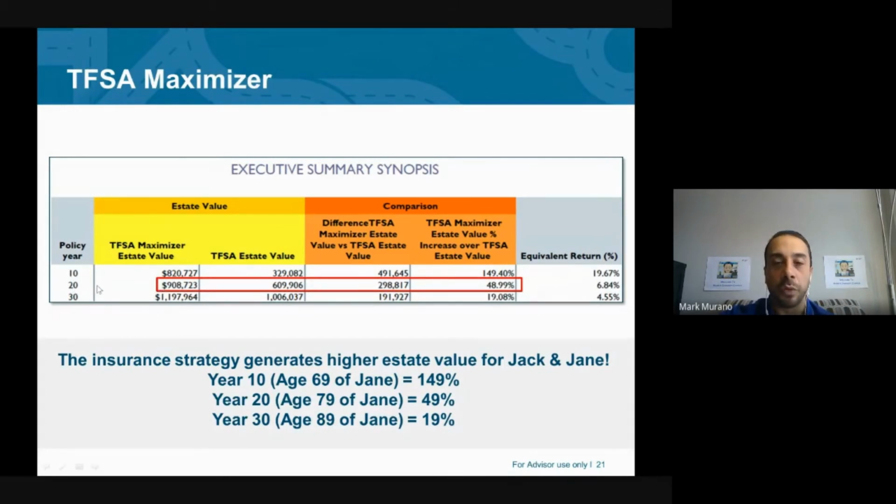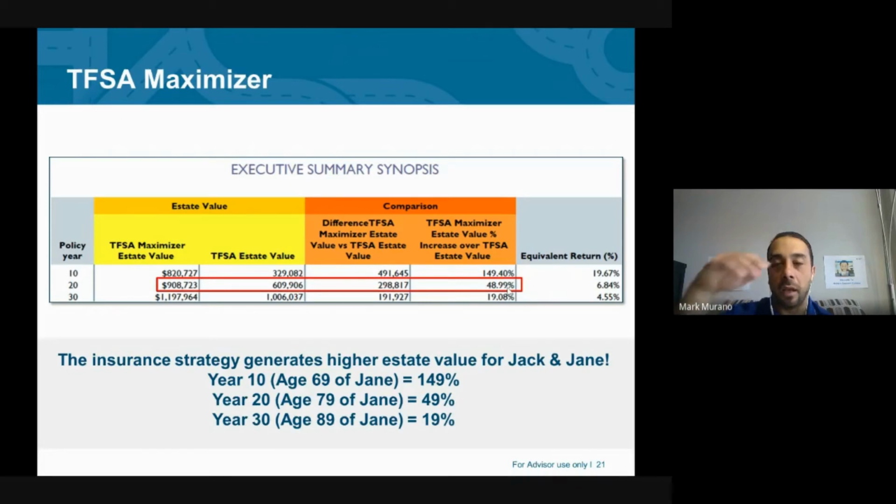just to show what we have done ultimately by using the concept versus not using the concept are the two yellow columns here. So at year 20 as an example, the TFSA Maximizer concept has increased the overall estate value to just over $900,000 versus if they would have continued depositing and earning an average of 3.5% in their TFSA, it would have grown to just over $600,000. So we've increased the overall estate by almost $300,000 or 49%.